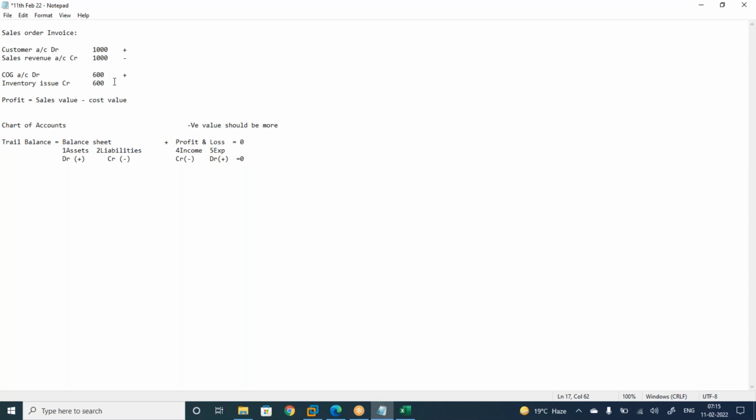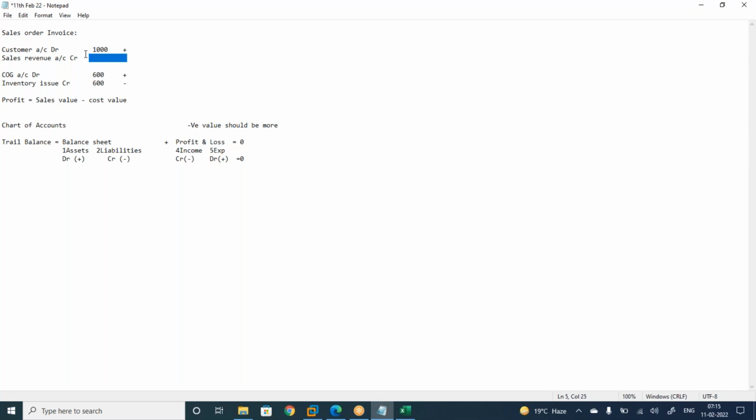Okay, for commerce people, you can use debit and credit. For science people, you can remember plus and minus. So on the balance sheet side, positive; on the P&L side, negative. That's it. If you apply this, it will become easy for you.